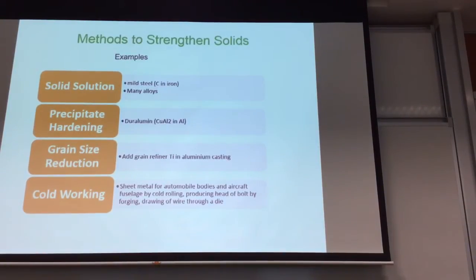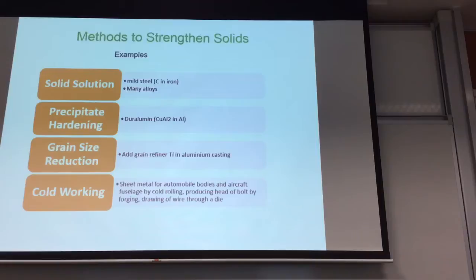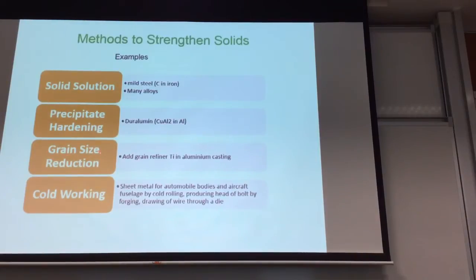Another terminology is precipitate hardening. We saw just now in the copper-zinc, in the middle we have a different compound. Precipitates refer to those compounds which are bigger than your atoms. You may also reduce the grain size.